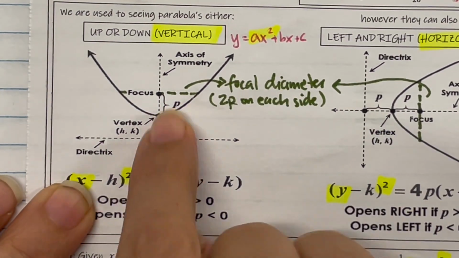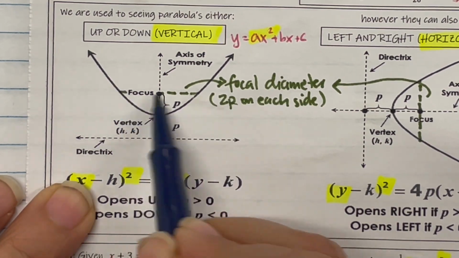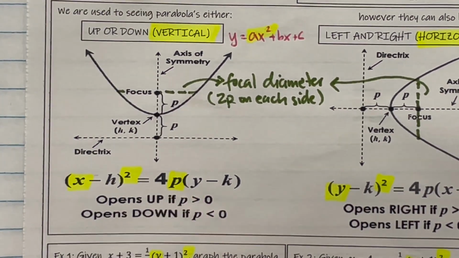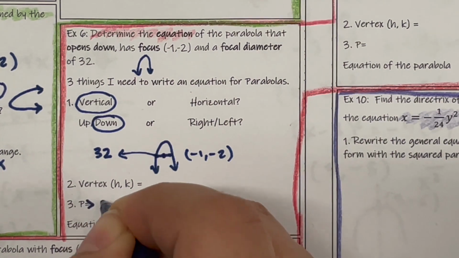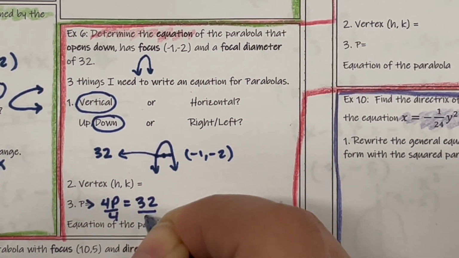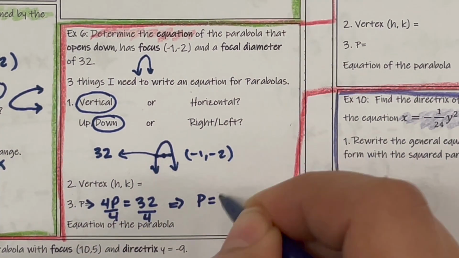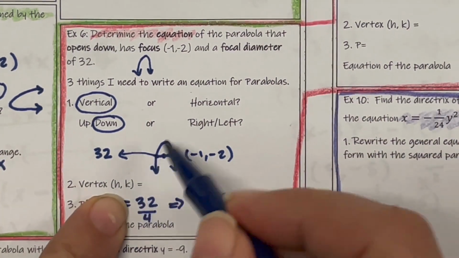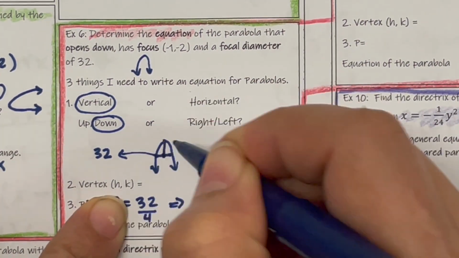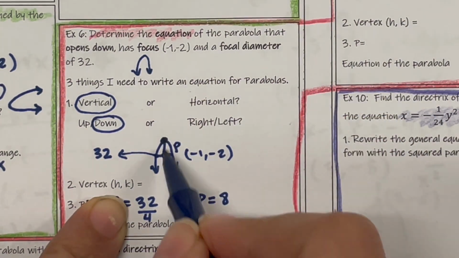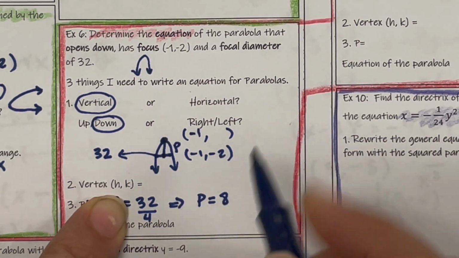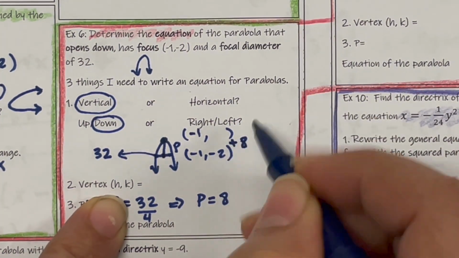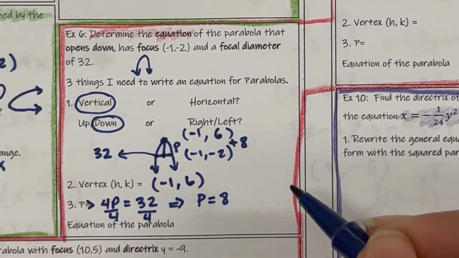the focal diameter is 2p on each side, 2p and then 2p, so the total is 4p. So 4p is your focal diameter, and I know my 4p is 32. Divide both sides by 4, and you get p equals 8. So I know my focus and I know my p, and I need to find my vertex. I'm going to go up to my vertex p units. In what direction? Y. The only thing that's going to change is y. X is going to stay the same. And it changes by 8, so you add 8 to go up to the vertex. You get (-1, 6).